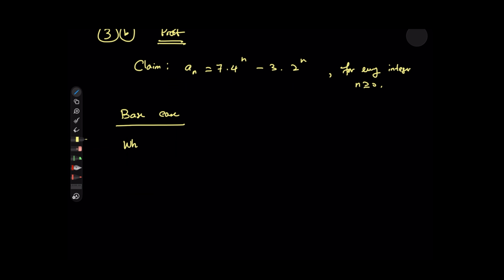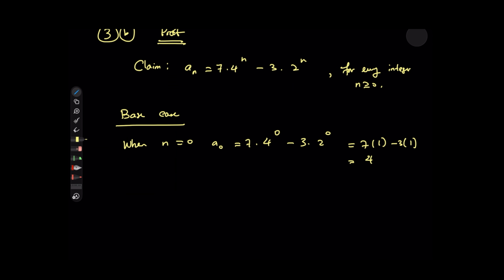So when n is equal to 0, I'm going to put 0 into all of this, right? And then I'm supposed to get what I was given in the question, right? So A0 would be equal to 7 by 4 to the power of 0 minus 3 by 2 to the power of 0, which is equal to 7 by 1 minus 3 by 1, which will give me 4.